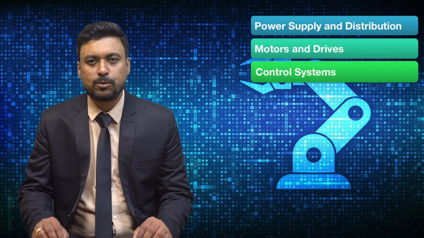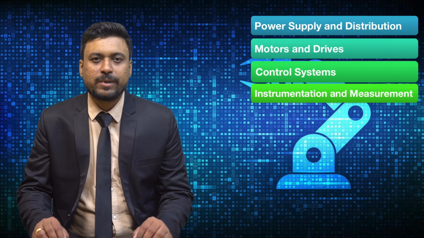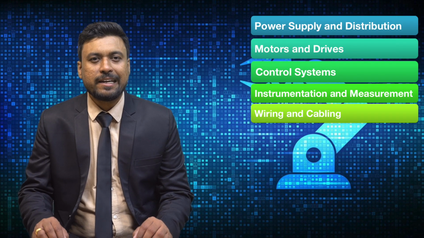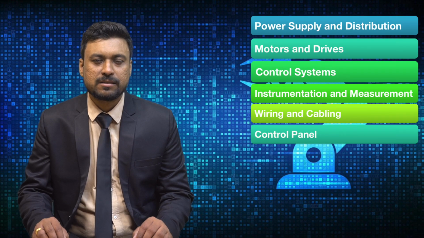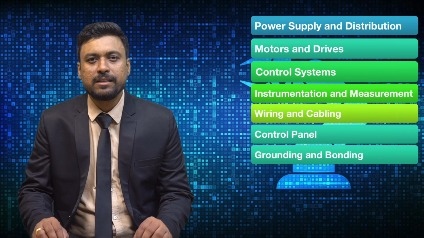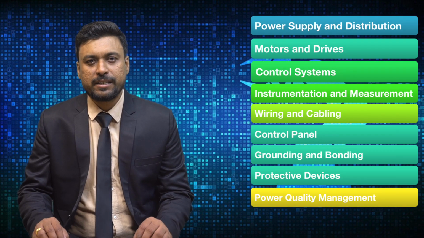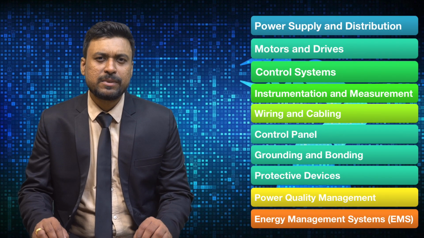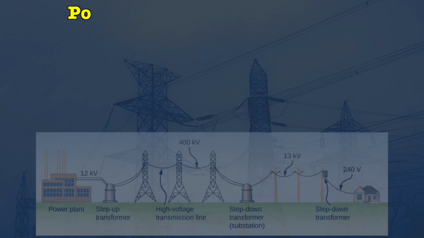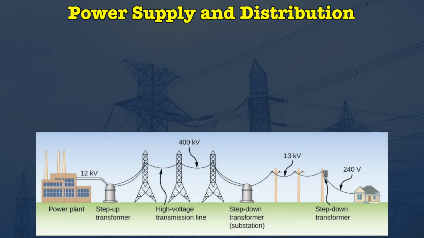The key components of electrical system in industrial automation are: first one is power supply and distribution, second one is motor and drives, third one is control systems, fourth one instrumentation and measurement, fifth one wiring and cabling, sixth one control panels, seventh one grounding and bonding, eighth one protective devices, ninth one power quality management, 10th one energy management system, that is EMS. So let's start the first point, that is power supply and distribution.